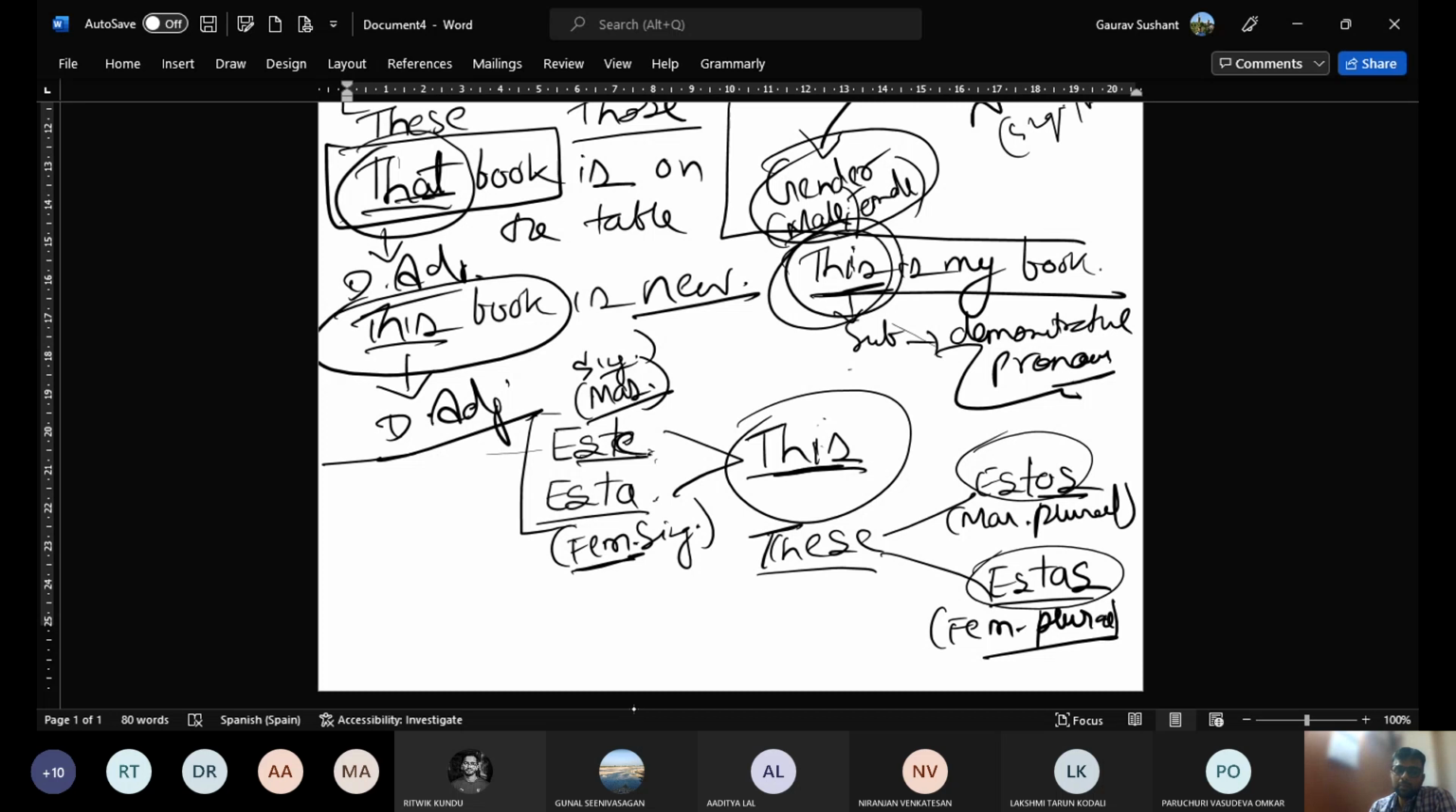Okay, so this example I'm giving you here for the first one, which is este and esta. Let's say you want to say this book. Okay, so here book is libro. Libro is masculine. So I should be using este libro. Apart from masculine, it is singular. So it will be este libro.